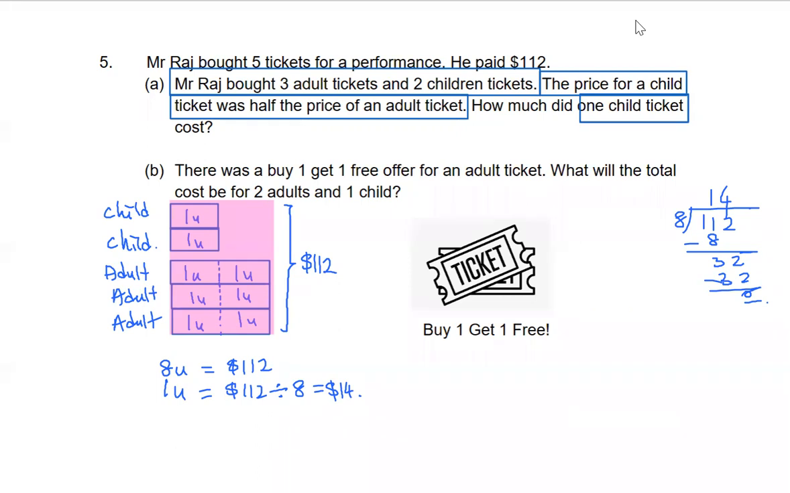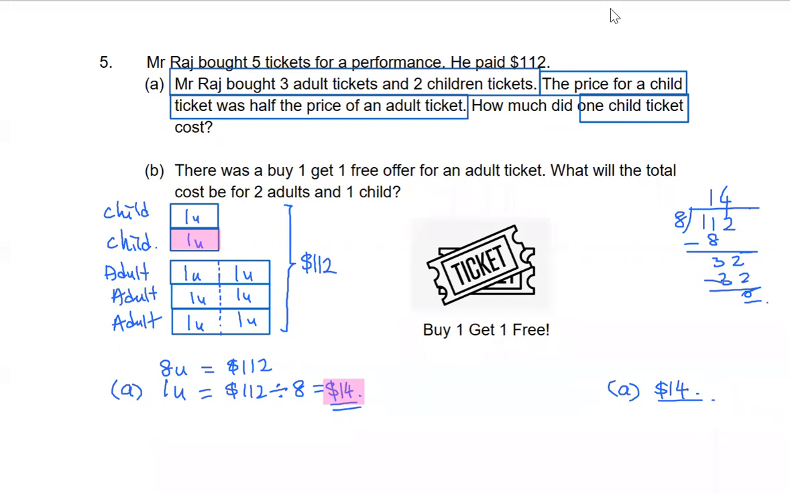So let's clear this. 1 child is just 1 unit. So we have already gotten the answer. For part A, our answer is just $14. Okay, so my answer for A will be $14. All right.